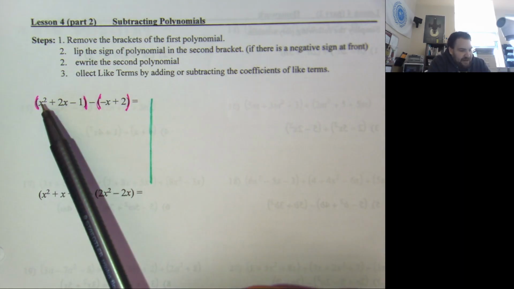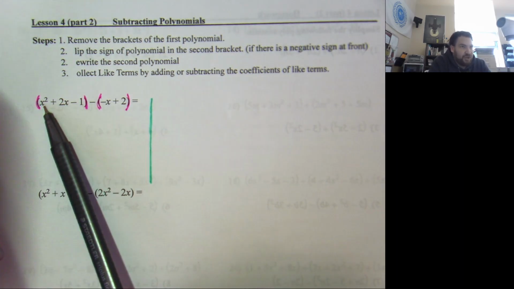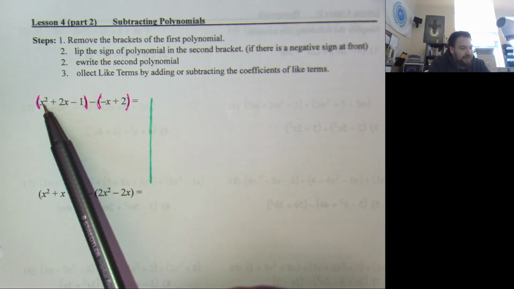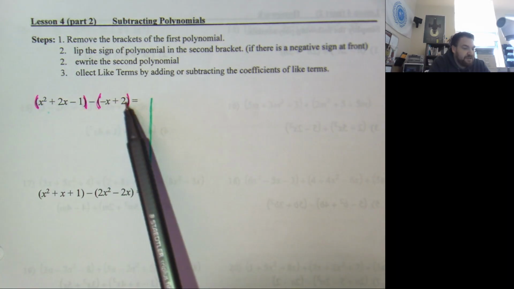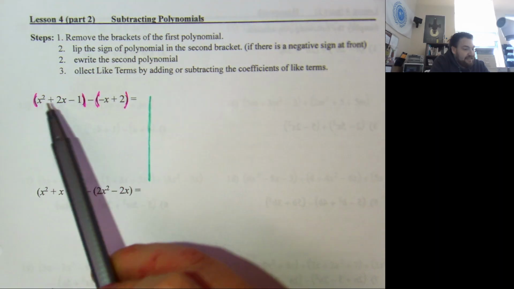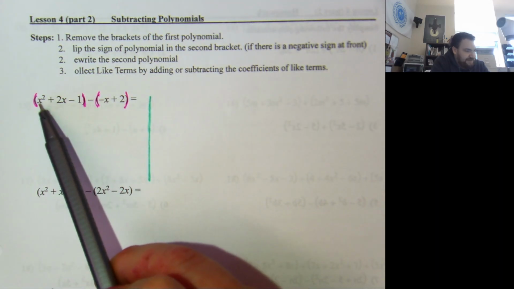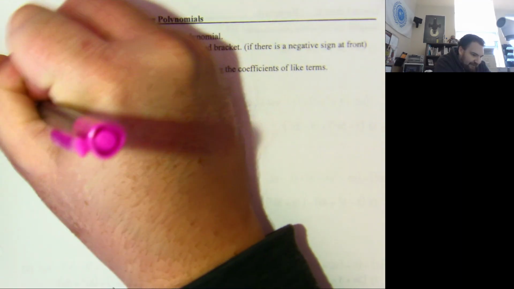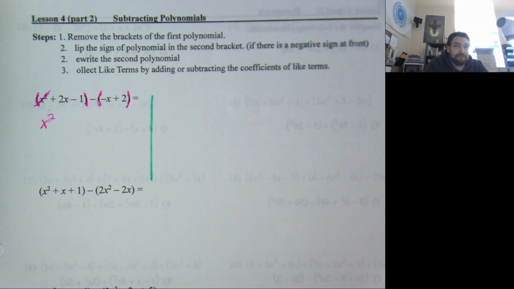So let's start here. I've got an x squared in this first bracket. Notice how I'm not just dropping these brackets. We have to be deliberate about how we approach this. I've got an x squared here. Are there any x squareds over here in this set of brackets? No, there are not. So there is nothing to subtract away from this. So I'm just going to write this down as x squared, and that first guy is done. Now I'm going to move to my next one.